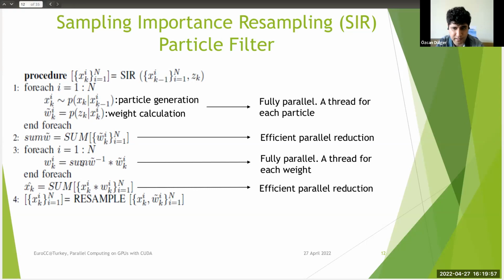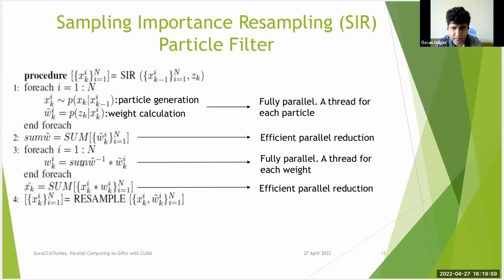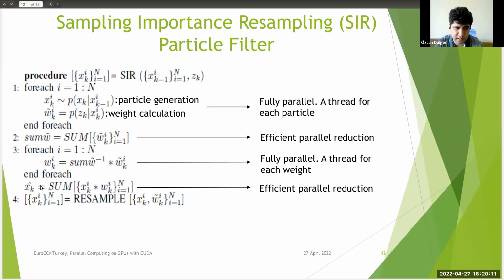So we can create a thread for each weight. And again, we calculate the estimation of the target by summing these multiplications, so we can use an efficient parallel reduction again. For the fourth stage, resampling, I will tell you the implementation of the resampling stage on the following slide.